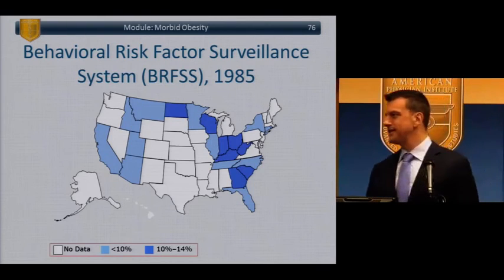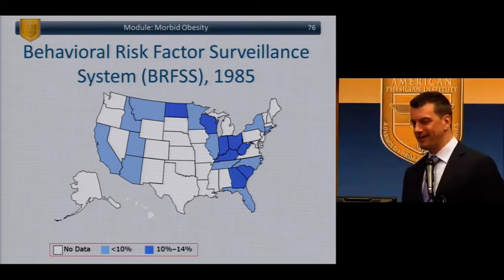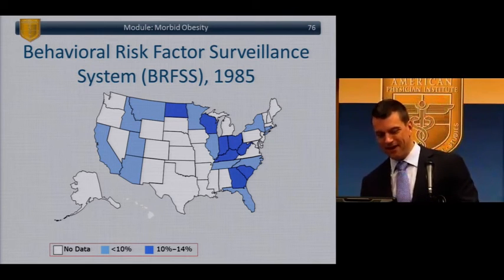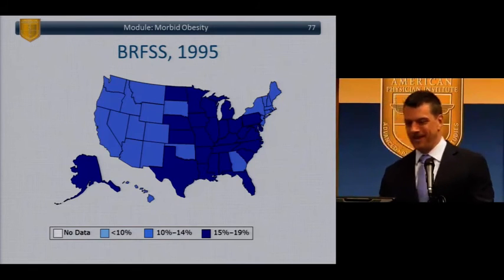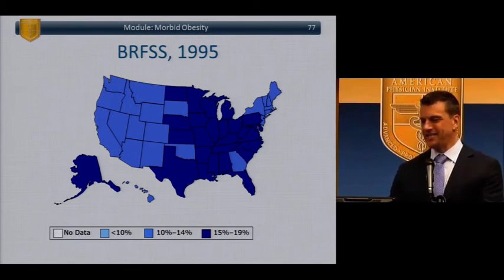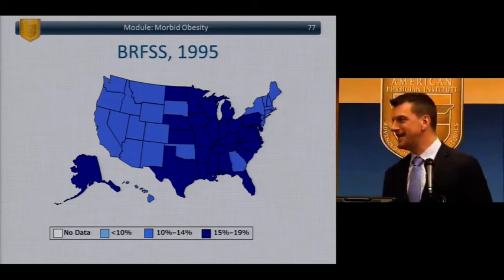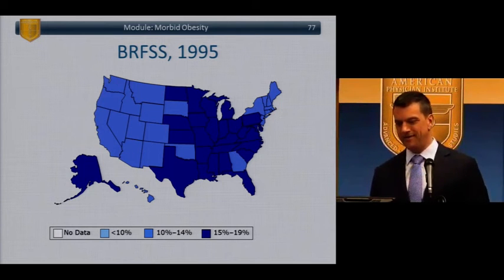This is from the Behavioral Risk Factor Surveillance System, and they looked in 1985, and this shows the percentage of obesity by state. You can see here that we have some states where it's less than 10, and others are 10 to 14. We move on, and then you see in 1995, now every state has been touched by the epidemic, and we've added a new category of 15 to 19% here in the dark blue.